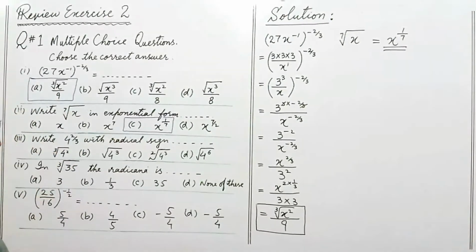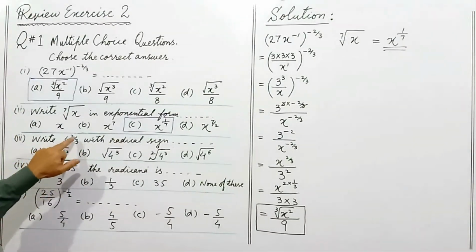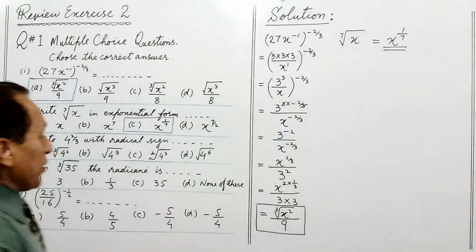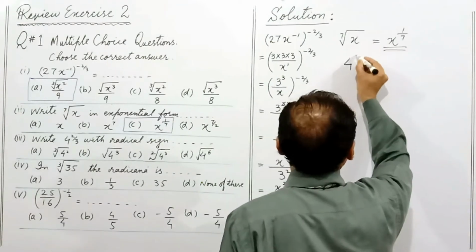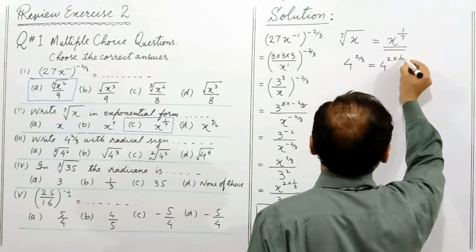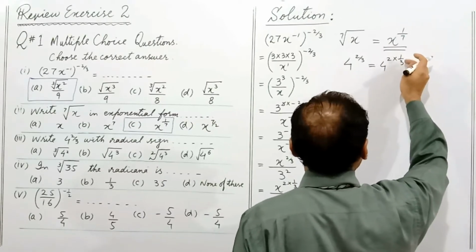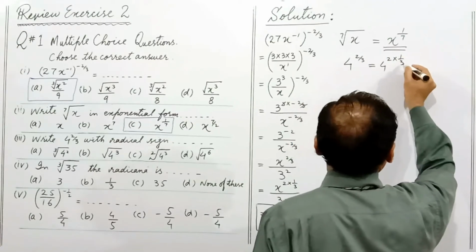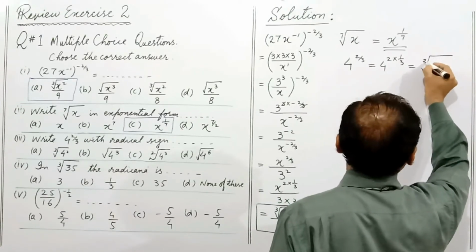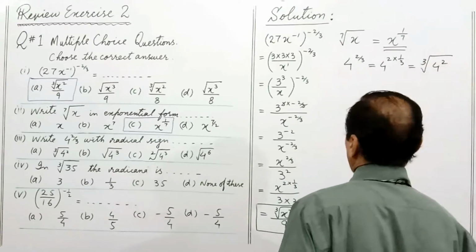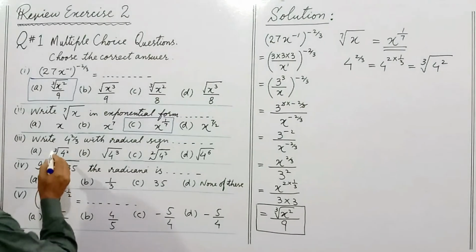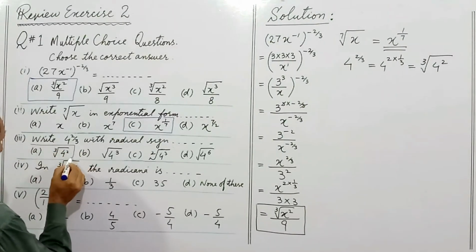Let's do part 3, in which we have to write 4 raised to power 2 over 3 with a radical sign, and we have to choose the right answer. So 4 raised to power 2 by 3 can be written as 4 raised to power 2 multiplied by 1 by 3, because 2 times 1 is 2 by 3, the same. That provides us index 3, and we can write it as the third root of 4 raised to power 2, which is the right answer for part 3, third root of 4 square, and that is option A.